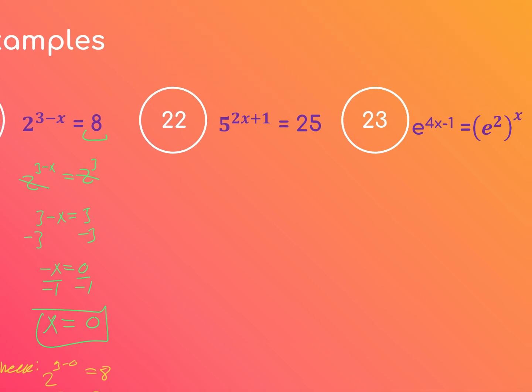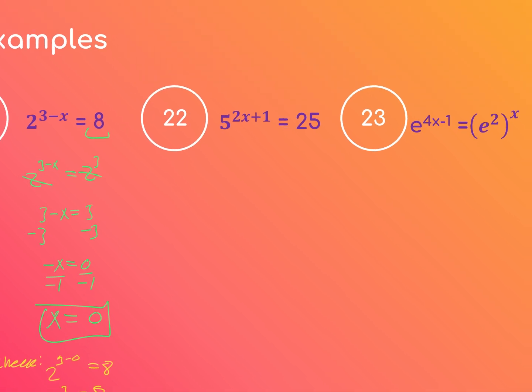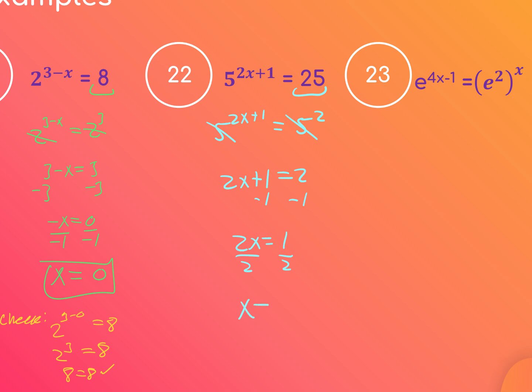All right, the next one, same thing. 25, I can change to have a base of 5. So you get 5 to the 2x plus 1 equals 5 squared. Cancel out your 5s, and you get 2x plus 1 equals 2. Now we can subtract 1 on both sides, and we get 2x equals 1. Divide both sides by 2, and we get x equals 1/2.